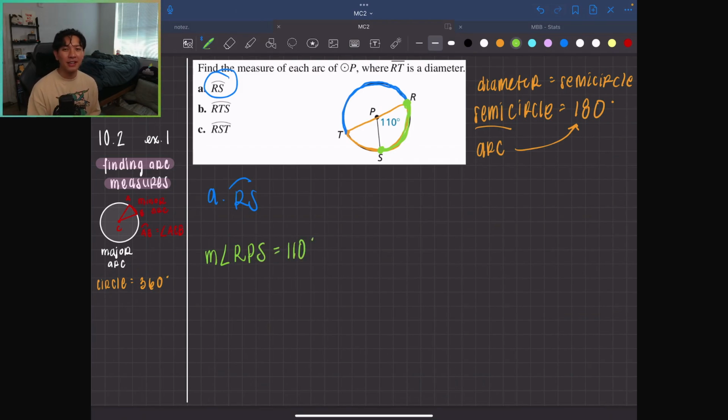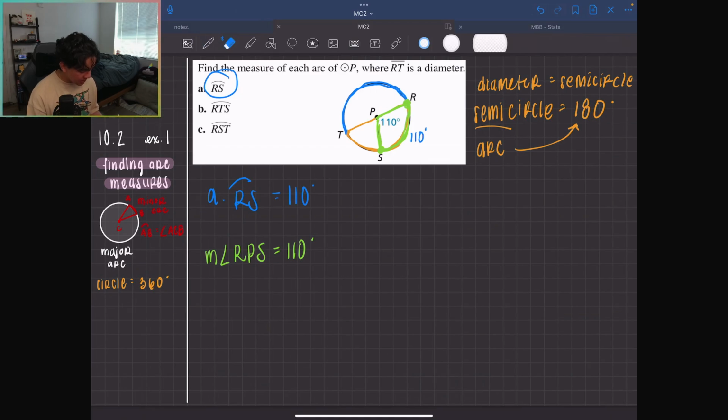The cool thing here is if we have an angle like this, that is going to be the same measure as the arc, meaning that arc RS is also going to equal 110 degrees. So this is just 110 degrees as well, okay? All right, let's go to B.